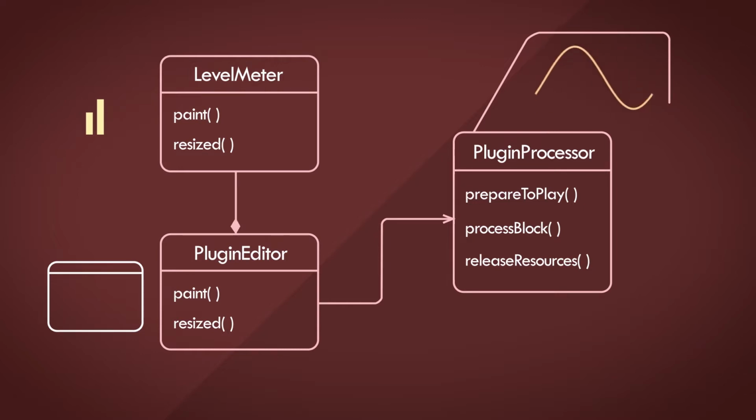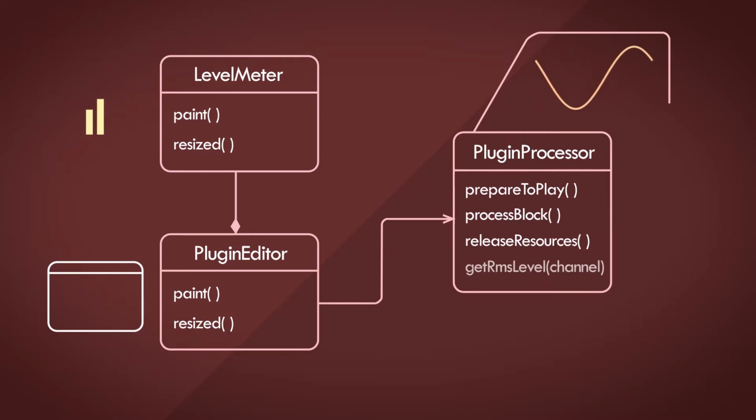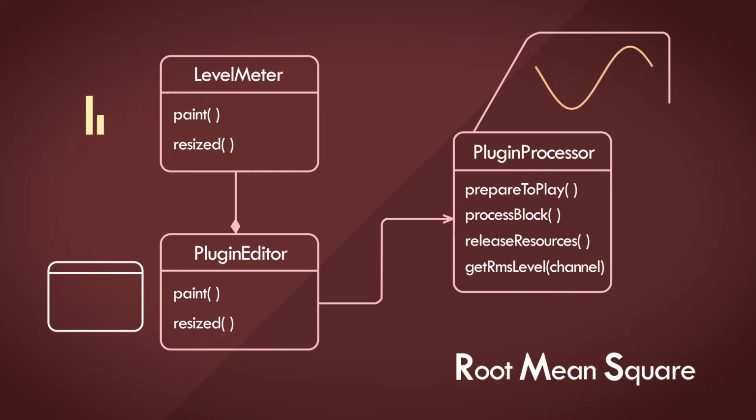Great. Now the level meters need a level to work with. Where is this level value going to come from? It has to come from wherever the audio is available. So it has to come from the plugin processor. The plugin processor essentially has all it needs to calculate the audio level values. And this is a simple calculation called the RMS value, or the root mean square value.